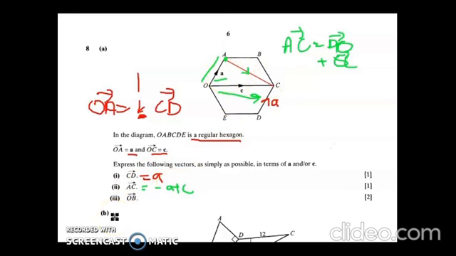Okay, now coming towards the next one, OB. Now let's join this one to see what's actually happening. Okay. So this is OB. Now how can we represent OB? OB can be represented this way. Again, we will start from the tip. Tip is O. So OB equals OC plus CB.